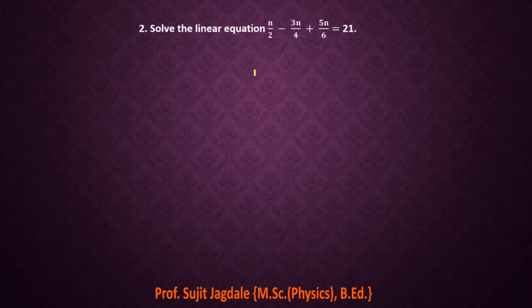So question number 2 is now like this: solve the linear equation n upon 2 minus 3n upon 4 plus 5n upon 6, which is equals to 21. Here, as I just mentioned, some part is a whole number and the remaining part is a fractional number. So in other words, we can say that the LHS is fractional and the RHS is a whole number.